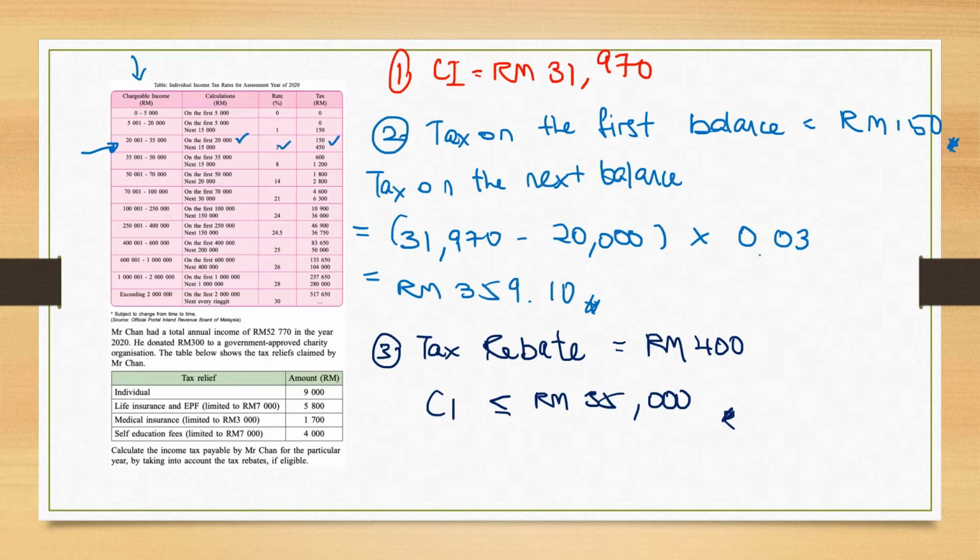There you go. Just as an explanation, you've done this. You've done your chargeable income. You count your tax on the first balance, tax on the next balance, extra tax rebate.